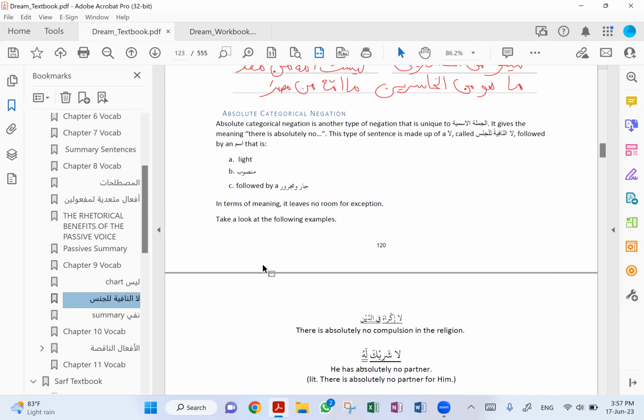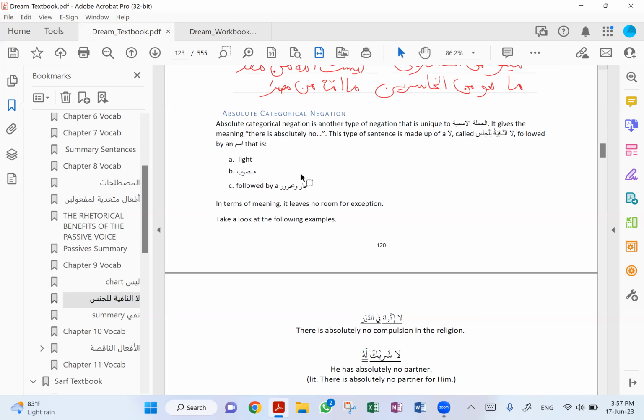So we go now to La an-Nafiyatu lil Jins. This is the categorical lam of negation, the categorical no. This is a la that means absolutely no. There's no room for any doubt, no room for any exception. It's completely, absolutely no. And the isim that comes after it, which is called ismu la, is going to be light and it's going to be nasab status.